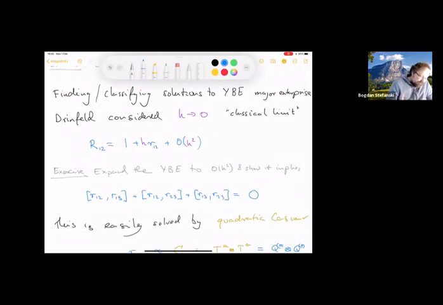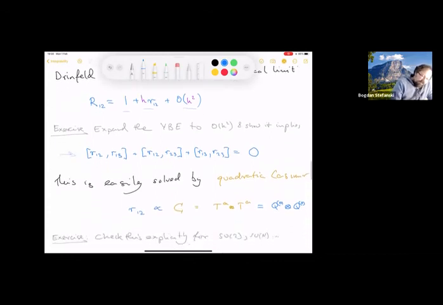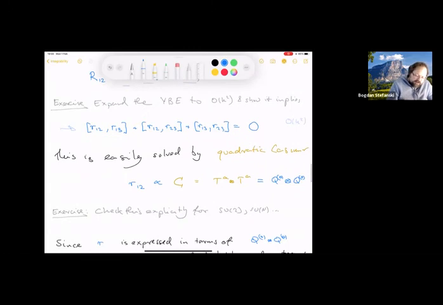But Drinfeld thought about a sort of semi-classical limit of the R matrix. So he said, let's consider an R matrix which starts off as 1, so there is no scattering, and then there's some correction, and there's some quadratic correction, and so on. And the Yang-Baxter equation then reduces, at leading order, at order h squared, to this condition here, which is a Lie algebra condition, really. And he showed that that can be uniquely solved by this quadratic Casimir.